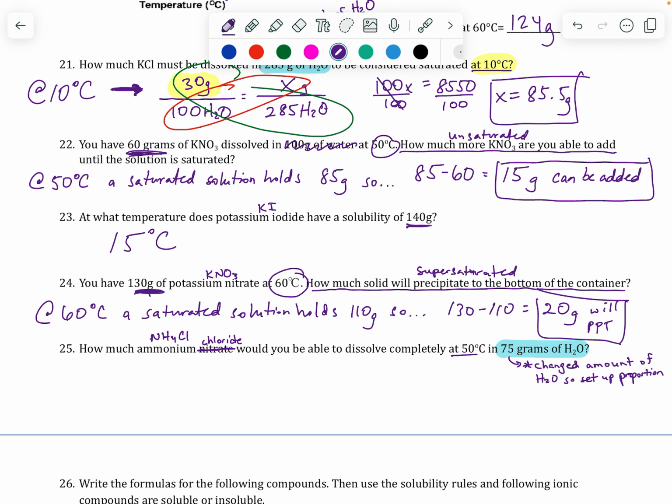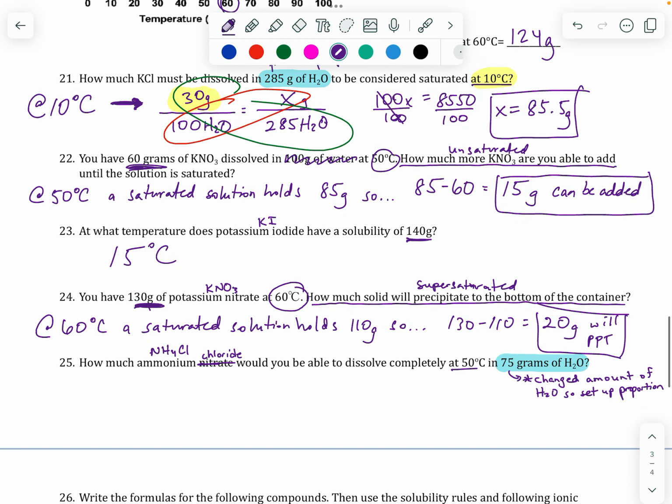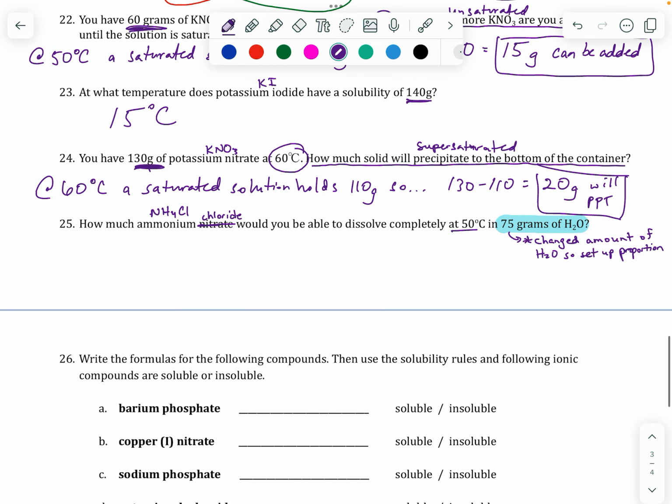All right, and there's that. All right, and the last one. This is a very similar one to number 21. We are taking a proportion since we have the 75 grams of water instead of 100. We're evaluating at 50 degrees.